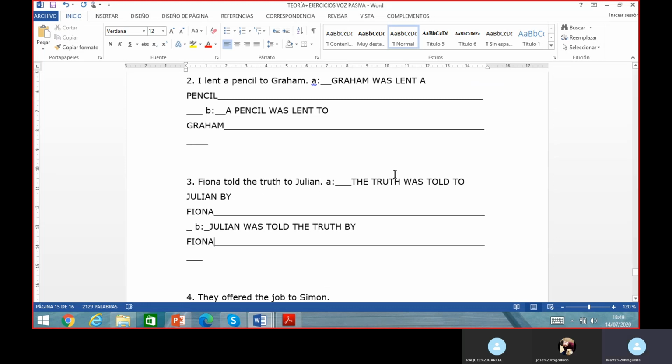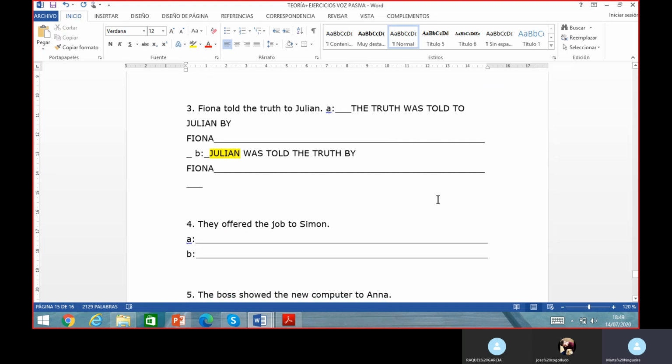Okay, remember that the most common in English is when you put first the name of the person. This is the most common. So in here, A is the most common, B is the most common when you have the noun.